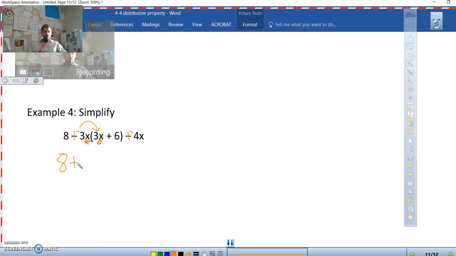A lot of people, guys, get this wrong. So we are doing negative 3. I'll write this out here. So we're doing negative 3x multiplied by 3x. Negative 3x multiplied by 3x plus negative 3x times 6. And then plus negative 4x.